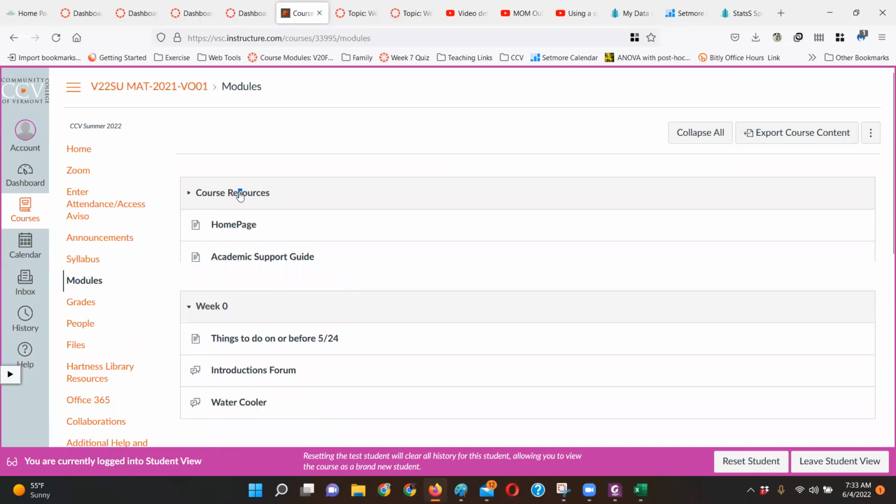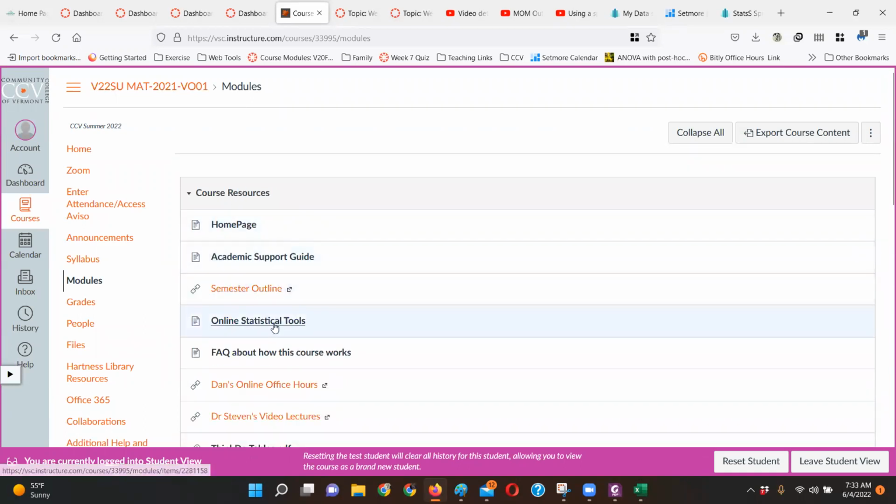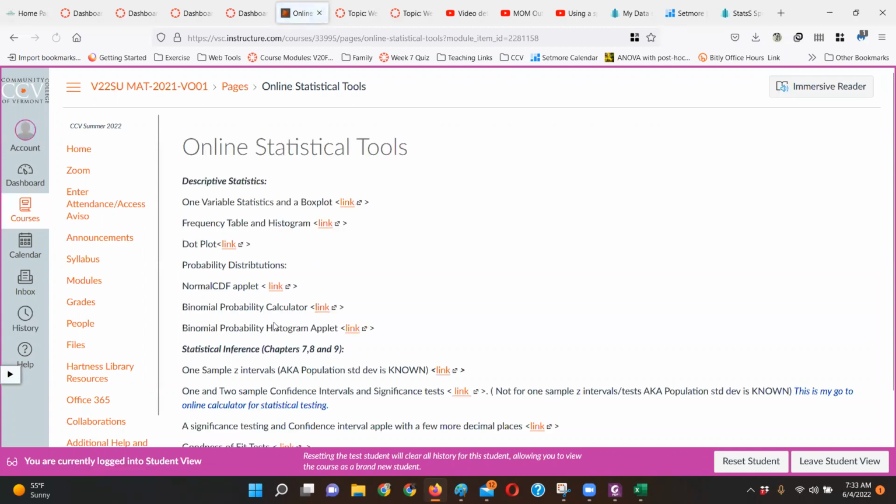But in course resources, you see this online statistical tools. If you click on that link, it takes you to some calculators that I've used in the past that people have found useful. And here's a box plot. This one does histogram. This does dot plot. We don't look at dot plots too much in Dr. Stevens' textbook, but they're a nice tool. And that's pretty much it for the first couple of weeks. Then we'll get into chapters 4 and 5. We'll be looking at these.